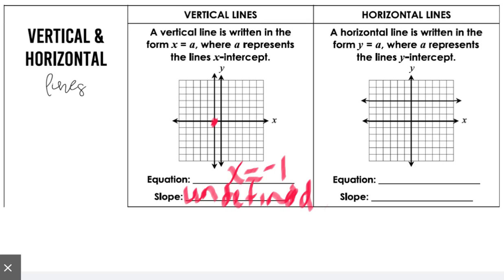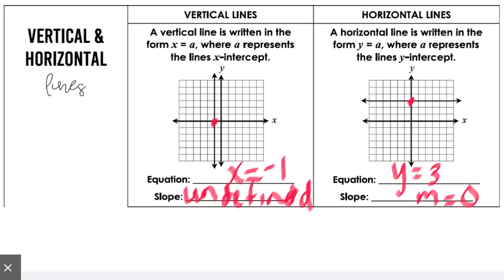All right, now this horizontal line is written in the form y equals a, where a represents the line's y-intercept. So if we look here, the line is hitting the y-axis at 3. So the equation of this line is going to be y equals 3. And then the slope will always be 0 for a horizontal line.